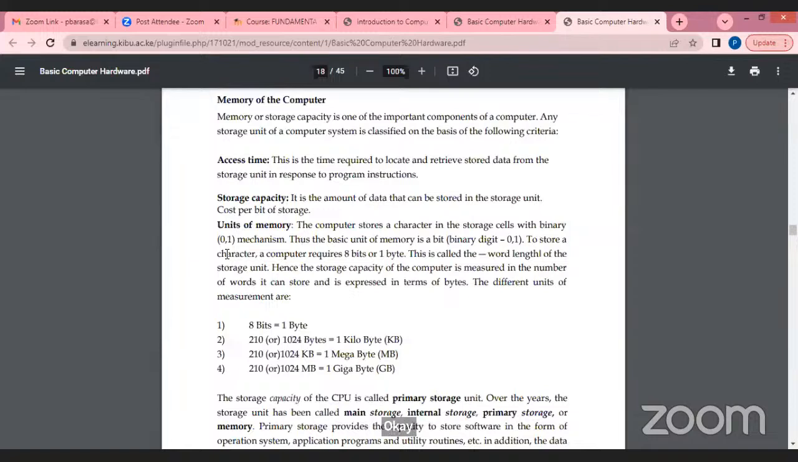And if you have 1024 kilobytes, it's equal to 1 megabyte. And if you have 1024 megabytes, you come up with 1 gigabyte. If you have 1024 gigabytes, you make 1 terabyte. And if you have 1024 terabytes, you make 1 petabyte. So that's the capacity.